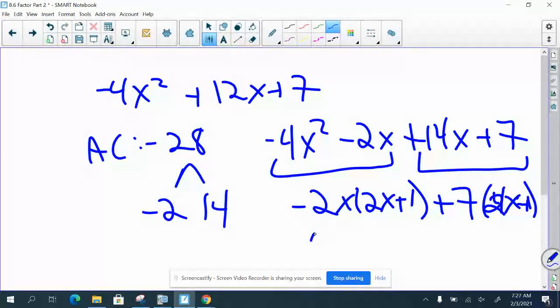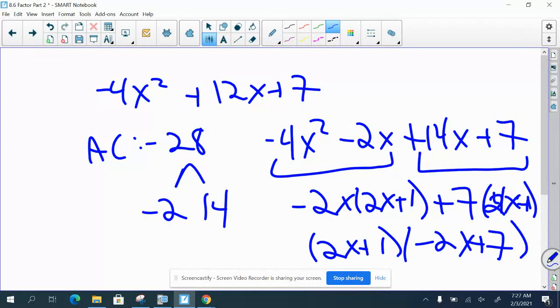Okay, then I would factor out the 2x plus 1, and then this would be negative 2x plus 7. Okay, so what I had on the other slide is the same thing, it's just the signs are flipped around. All right, either of those would be equivalent. All right, so I'm going to leave it at that.